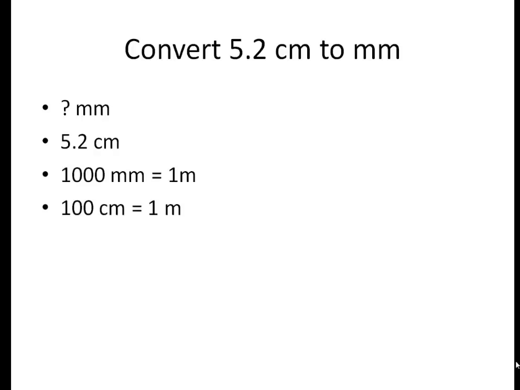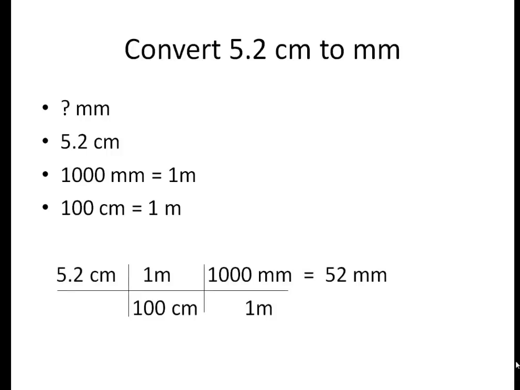In this problem, I don't have meters. I have centimeters, I have millimeters, but I don't have just meters. Anytime that you have a unit abbreviation with no prefix in the front of it, it's a sign that you're going to have two different equalities to deal with and two different conversion factors in your problem. I'm looking for millimeters. I've given 5.2 centimeters. What I know is 1,000 millimeters is a meter and 100 centimeters is a meter.